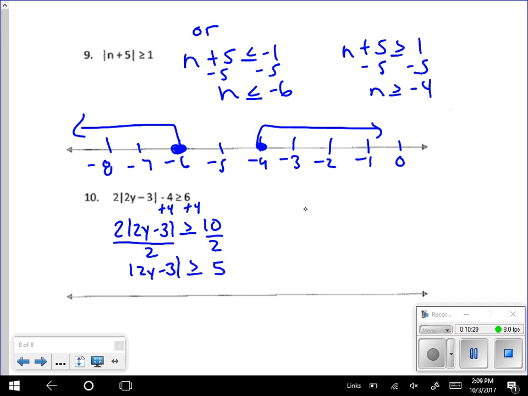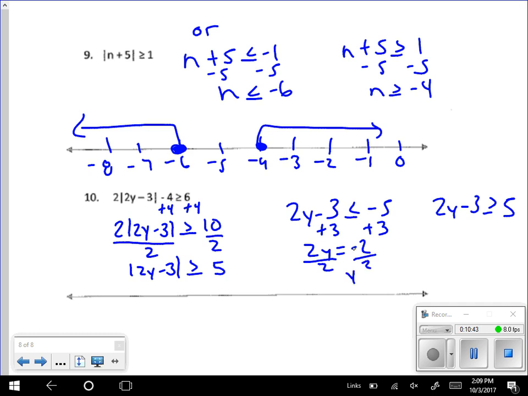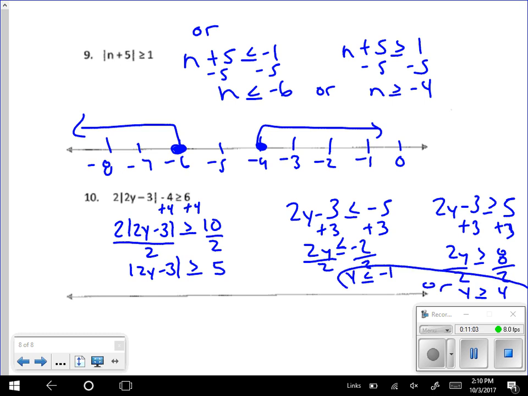So I'm okay here. This is going to be an OR as well. And I just need to solve for y on both sides. So I have 2y equals negative 2. Divide by 2. Y is less than or equal to negative 1. And then add 3 to both sides. 2y, I should be putting ORs in between these sentences. Divide by 2, y is greater than or equal to 4. So there's an OR, and that's kind of your complete sentence there.